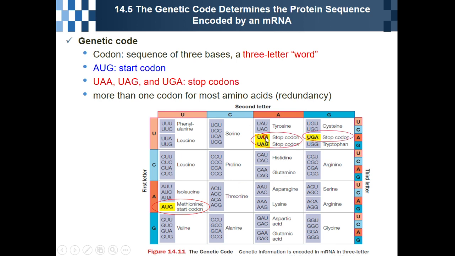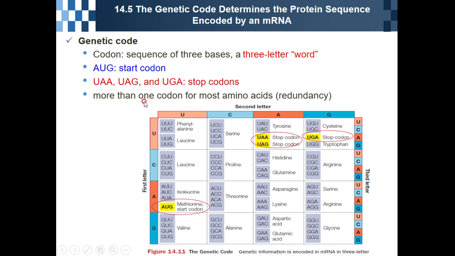For example, UAA, UAG, and UGA are stop codons, but they do not code for any amino acid. Let me go to leucine: CUU, CUC, CUA, and CUG all code for leucine. More than one codon encodes leucine in most cases. However, tryptophan has only one codon, UGG.